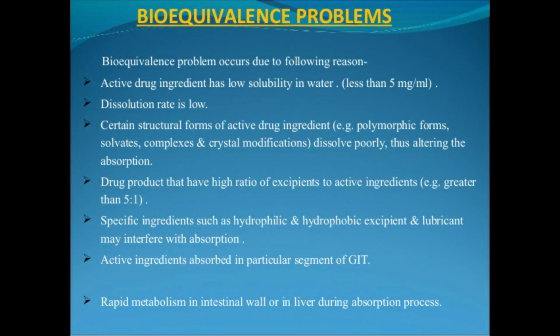We can also face some problems in bioequivalence. The active drug ingredient has low solubility in water, the dissolution rate is low, certain structural forms of the active drug ingredient, a drug product that has a high ratio of excipients to active ingredients, specific ingredients such as hydrophilic and hydrophobic excipients and lubricants may interfere with absorption. Active ingredients observed in a particular segment of the GIT, rapid metabolism in the intestinal wall or in the liver, and the drug absorption process.